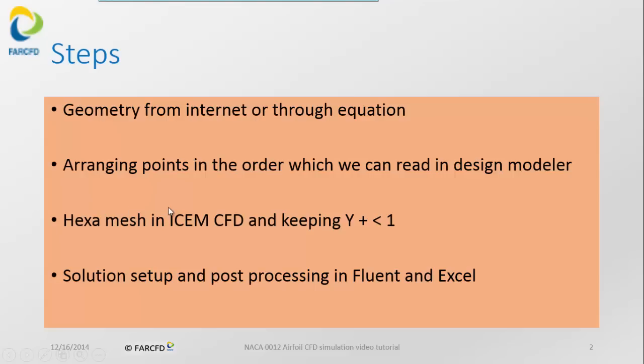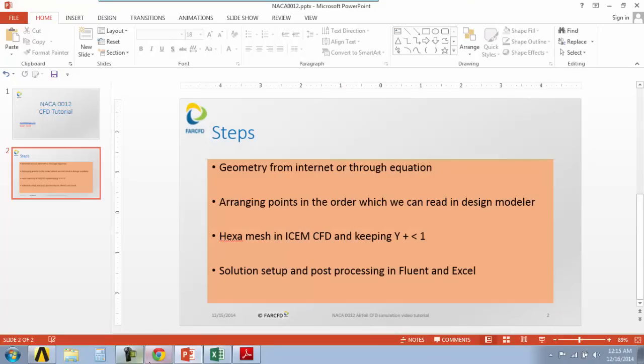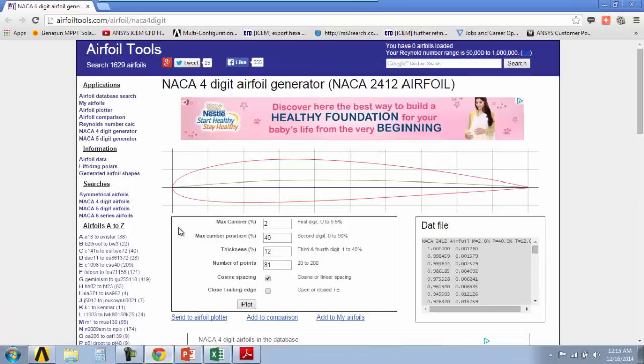Then we will create a hexa mesh, and we will calculate the first cell distance based on the y plus, which should be less than 1, from some online y plus calculator. Then we will go to Fluent and import the mesh, and here we will set the boundary conditions and solver, and run the simulation. Once the solution is converged we will post process in Fluent or in Excel. Let's start with step number 1, to get the geometry.